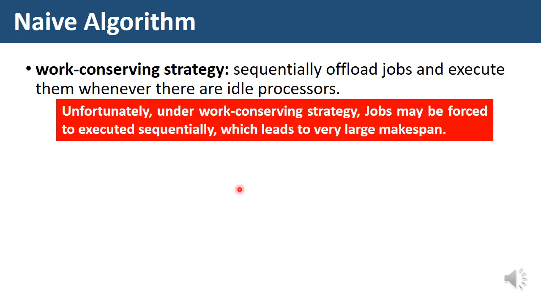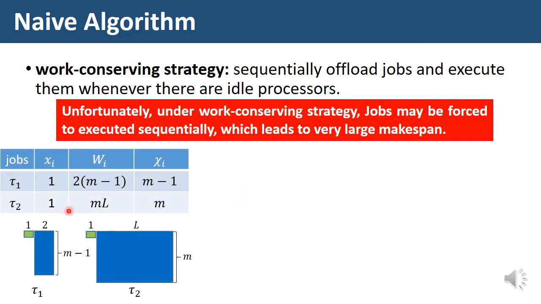Unfortunately, under the work-conserving strategy, jobs may be forced to execute sequentially, which leads to a very large mixed span. We will give an example to illustrate this. In this example, there are two jobs, tau 1 and tau 2. Tau 1 has a unit offloading time, and its execution length is 2 when it reaches its maximum parallelism degree m-1. And tau 2 has a unit offloading time, and its execution length is L, which is much larger than 1, and its maximum parallelism degree is m.